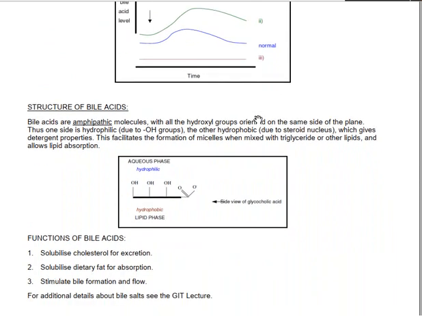Is it clear? Now the structure of bile acid, this is generally the structure of a bile acid here. Is it clear? This is the hydrophilic portion of the bile acid, and this is the hydrophobic portion of the bile acid. So you see that bile acid has two main portions: a portion which is hydrophilic and a portion which is hydrophobic. These two portions are capable of causing emulsification of fat.